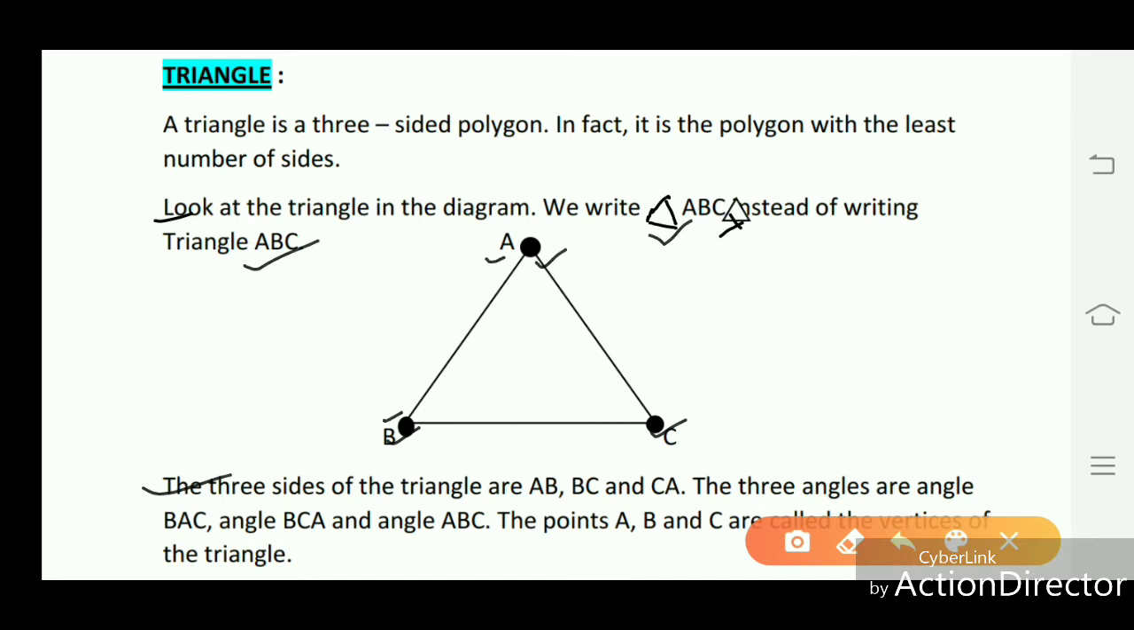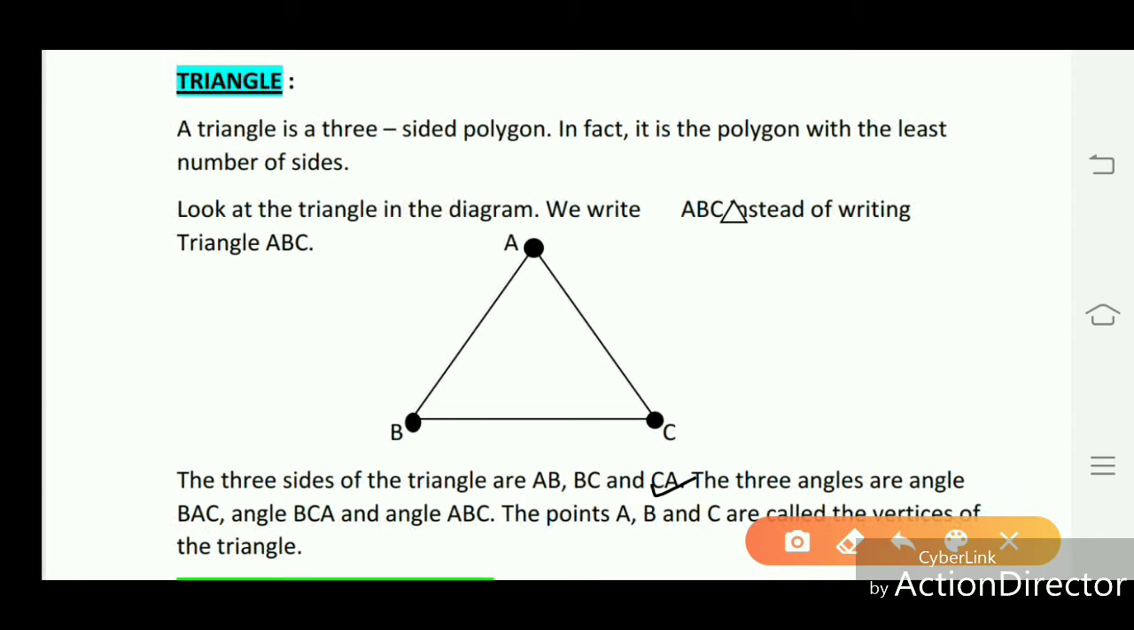BC, and CA. The three angles are angle BAC, angle BCA and angle ABC. In the place of the word angle we also use this symbol. The points A, B and C are called the vertices of the triangle. A vertex is the point where two line segments meet each other.